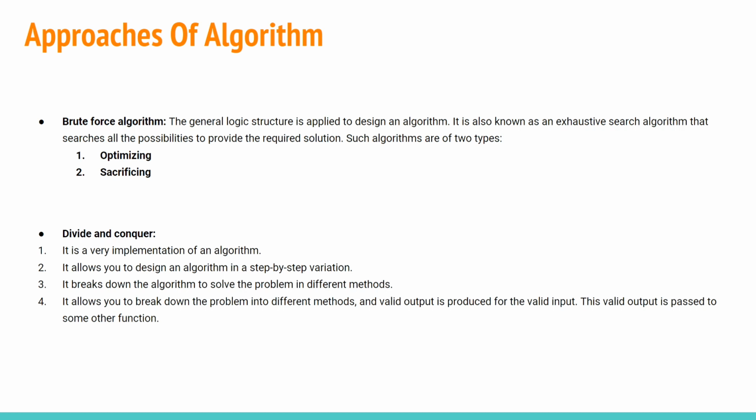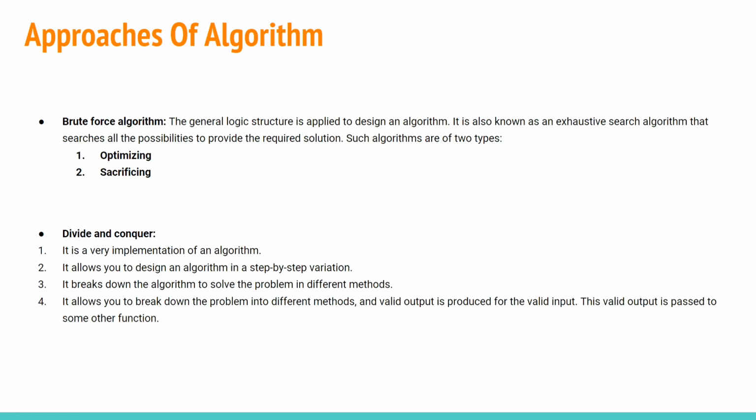First is optimizing. So let me give a brief introduction about the optimizing part so that you guys can know about it. So what is optimizing? Finding all the solutions of a problem and then taking out the best solution, or if the value of the best solution is known, then it will terminate when the best solution is found. So second is sacrificing. As soon as the best solution is found, it will stop. So these are the two parts of the brute force algorithm.